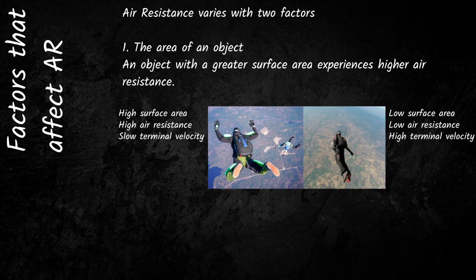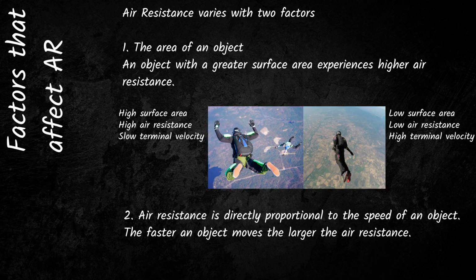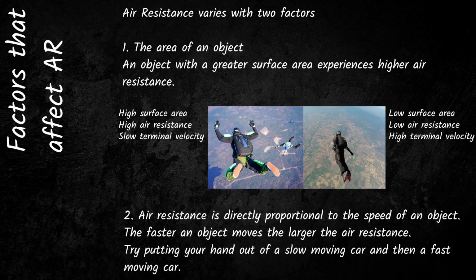Air resistance also depends on the speed of an object. The greater the speed of an object, the larger the air resistance experienced. This is an example that we talked about earlier in one of the videos. Try putting your hand out of a slow moving car and a fast moving car. In a slow moving car, the backward force, the air resistance you experience on your hand, is going to be much smaller, while in a faster car, the backward force that you experience, or the air resistance, is going to be much larger.